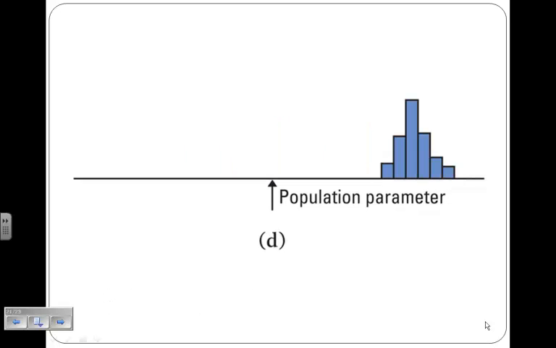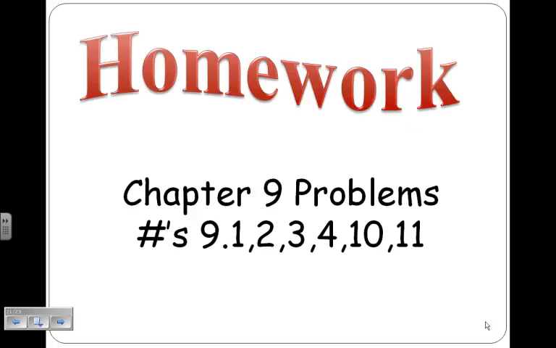And then the last one, large bias, it's heavily pulled to the right, but small variability because it's so tightly grouped. For tonight, I want you to do these problems in your textbook, chapter 9, so 1, 2, 3, 4, 10, and 11, and then that should not take you very long.